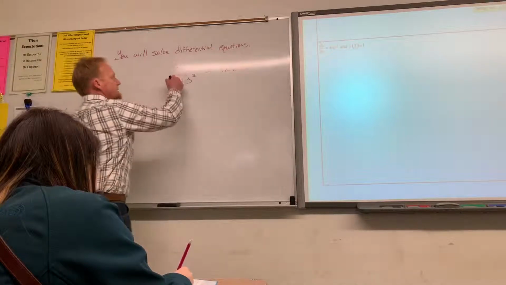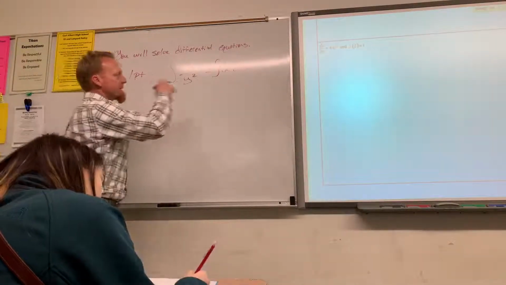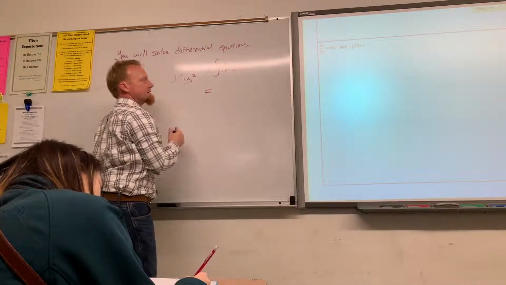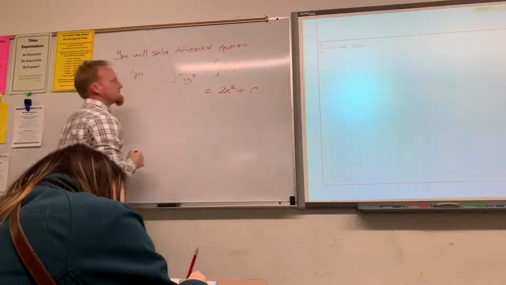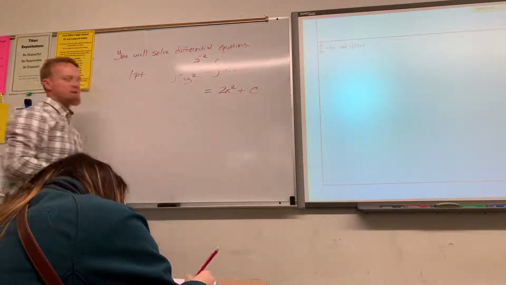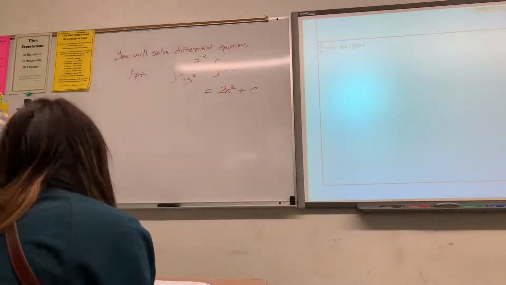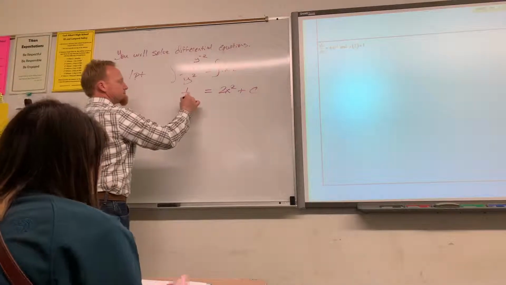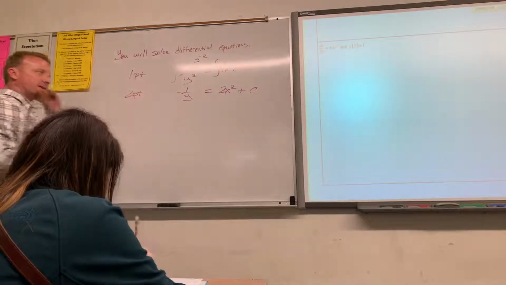All right, so we integrate. Again, this is 1 point. By separating, the right side's going to be easy to integrate. What do I get? 2x squared plus c. Left side, I want to think about this as y to the negative 2. So what does that turn into? Negative 1 over y. Okay, so I picked up 2 more points right there.